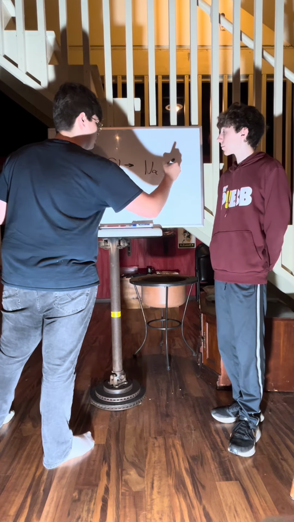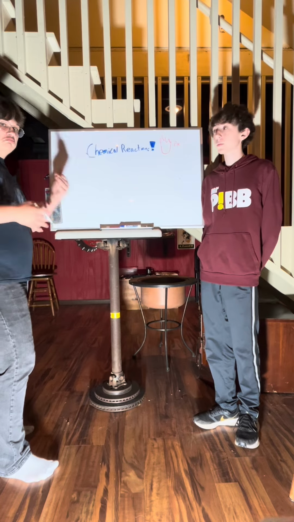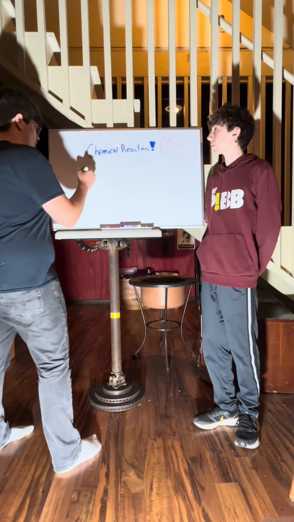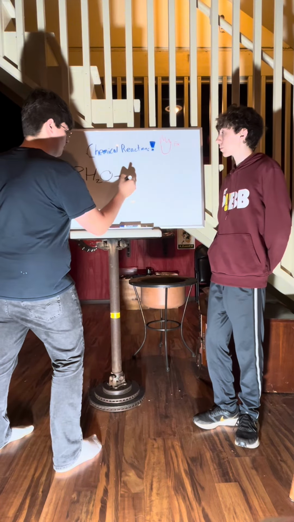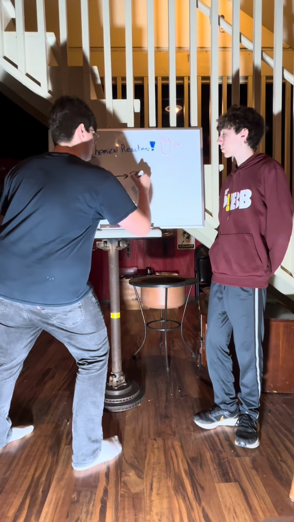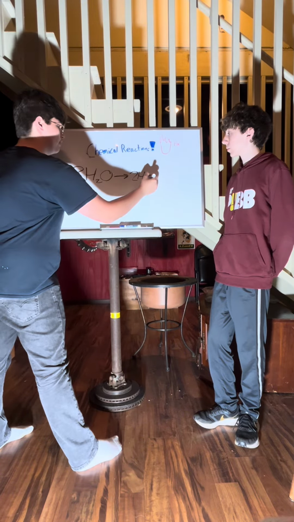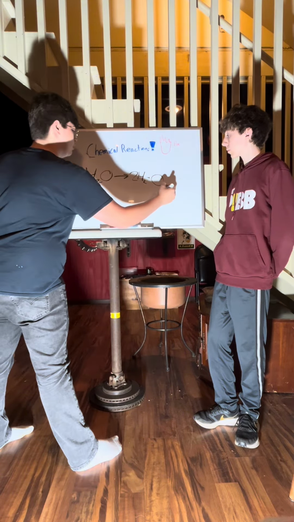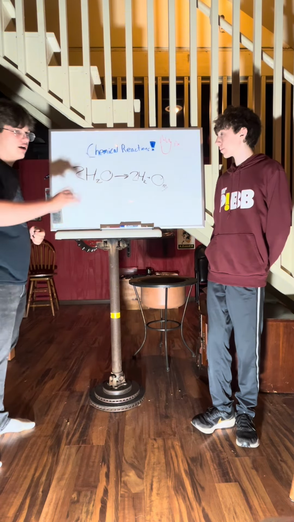So in synthesis, basically you just have two things coming together into one thing: sodium and chlorine make sodium chloride. All right, and then we have the opposite, decomposition. So we take, for example, H2O and break it down to form two molecules of hydrogen gas plus one molecule of oxygen gas. You have one thing breaking down into more things.